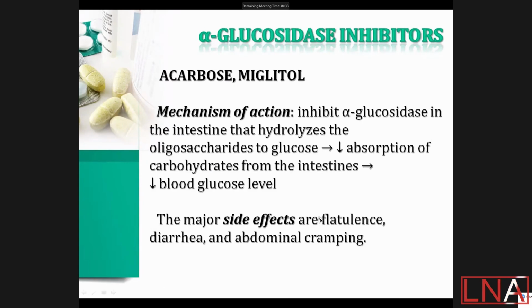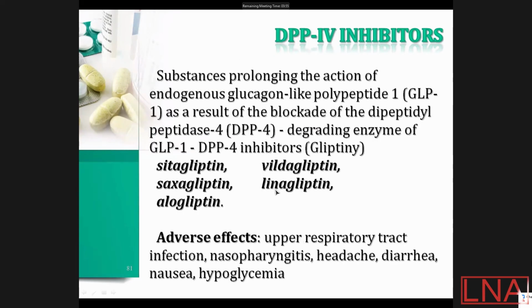Alpha glucosidase inhibitors like acarbose have a different mechanism of action. This substance inhibits glucosidases in the intestine that hydrolyze oligosaccharides to glucose. Finally, absorption of carbohydrates from the intestine will be decreased, and glucose level will be decreased. Diarrhea, abdominal cramping, and sometimes hypoglycemia are side effects for this class of drugs.